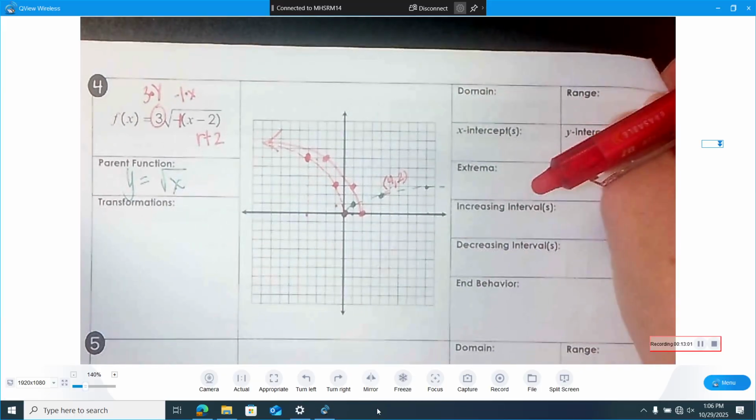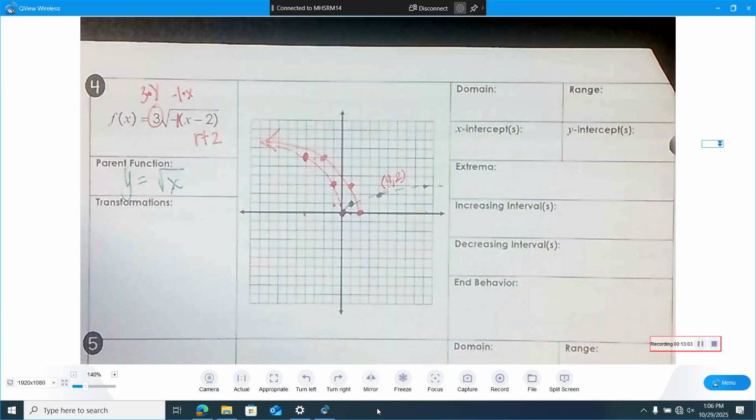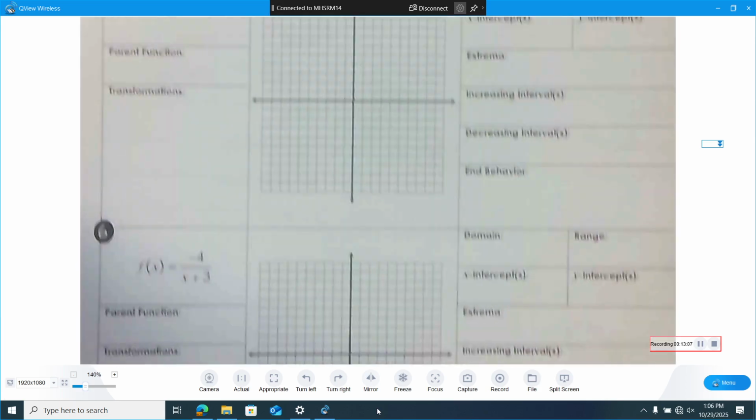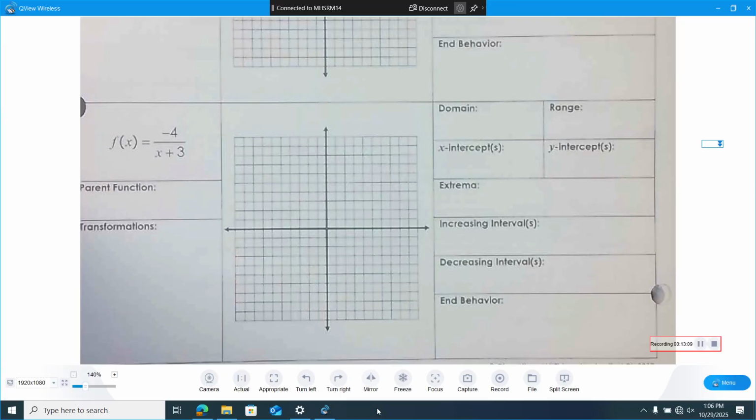I think, anyway. I don't want to do that one. Let's do this one, number 6. Let's do number 6.